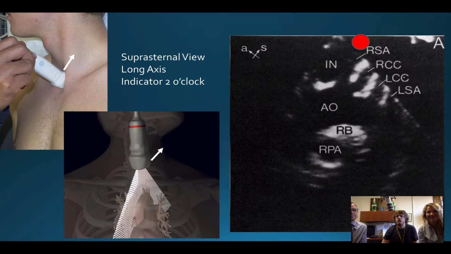So the first view, looking at long axis, remember right nipple to left scapular tip, indicator about 2 o'clock with your chin being 12 o'clock. And you're seeing here your aortic arch, and you're seeing all the different branches coming off. The way to really find this is to put color flow over the image initially, and then you'll find out where the aorta is, and then fine-tune your 2D image to get all those different pictures.